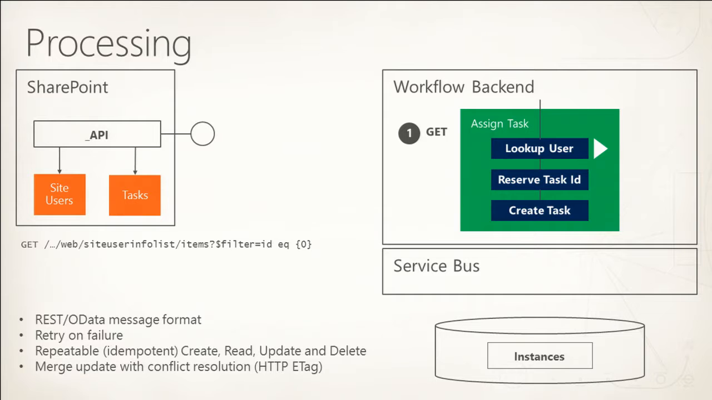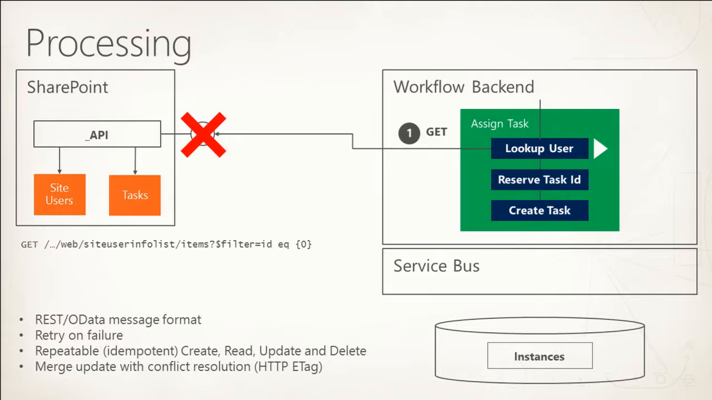Now, this is because it's a get operation, and I'm only reading. When I say that operations are repeatable, what I mean is that I can run those operations all day, and I'm always going to get back the same information about the user. So in the case where, for whatever reason, the communication between the workflow backend and SharePoint is lost, one of the attributes of the workflow manager is that it'll retry that operation on behalf of the workflow.